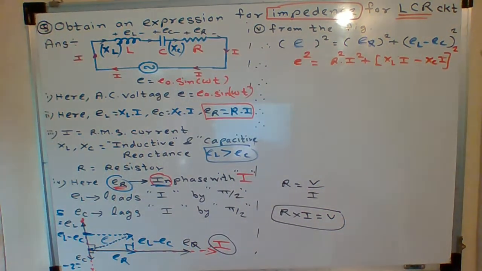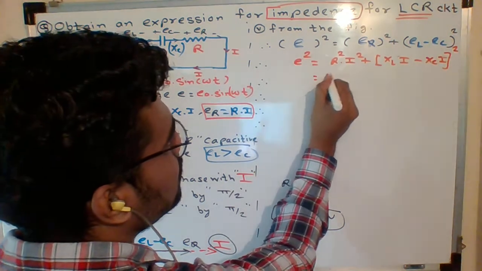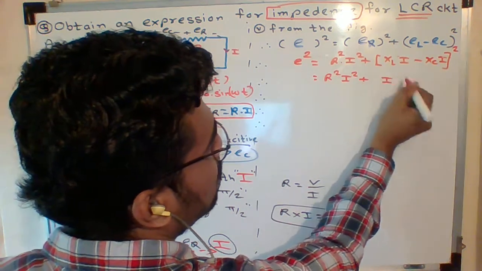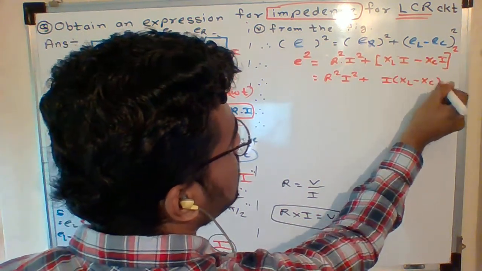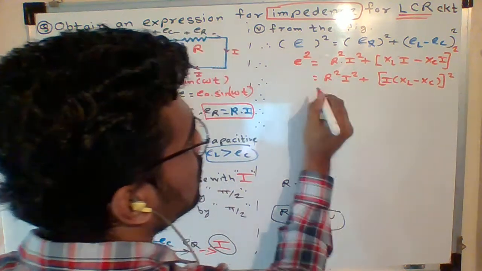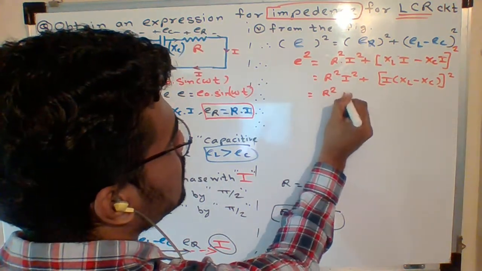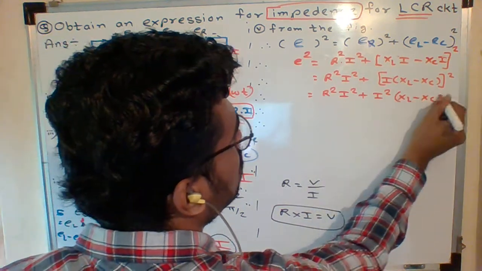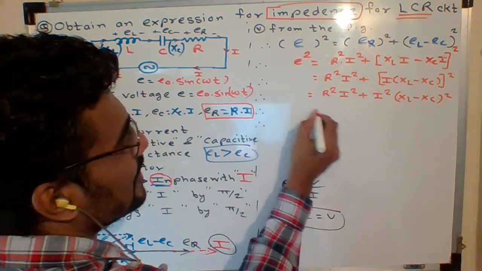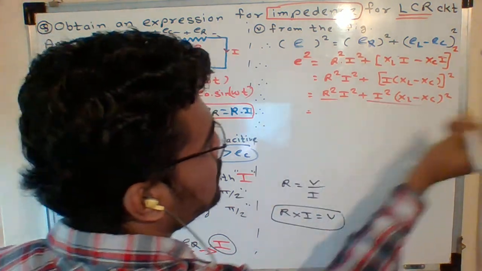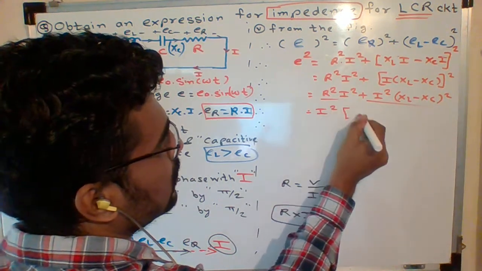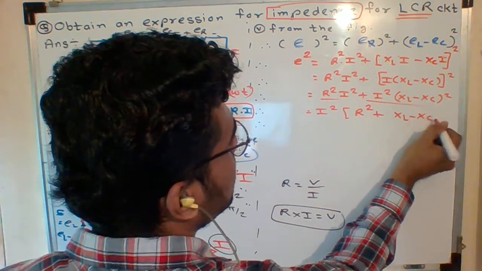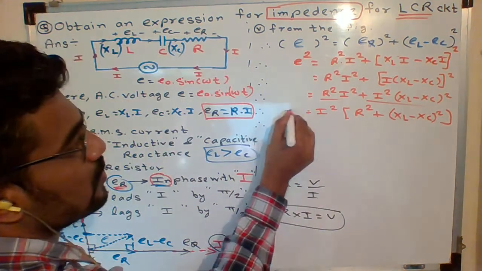Students, what can you take common? Let me simplify. R square I square. Here I will take I common from inside the bracket. So XL minus XC and the whole square. Okay, so students, what we observe, R square I square plus I square XL minus XC the whole square, and from the whole expression, what can you take common? I square. What are the remaining terms, students? R square plus XL minus XC the whole square. Okay, this is your E square.